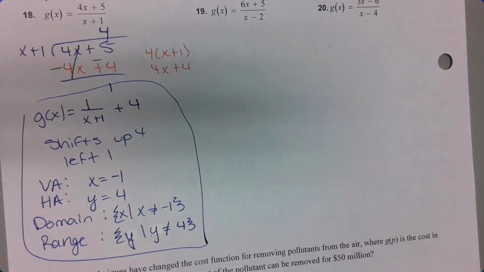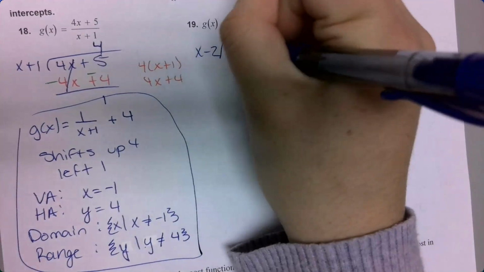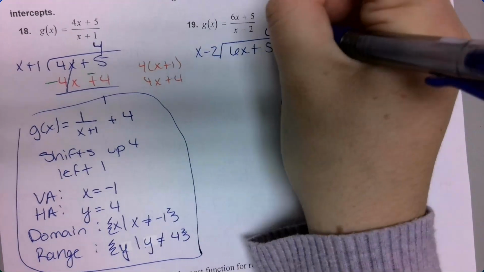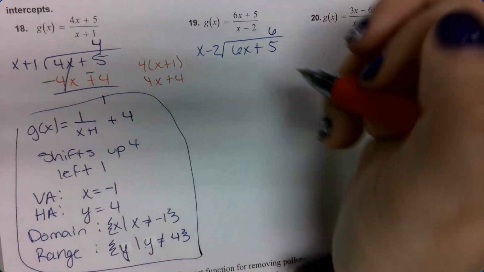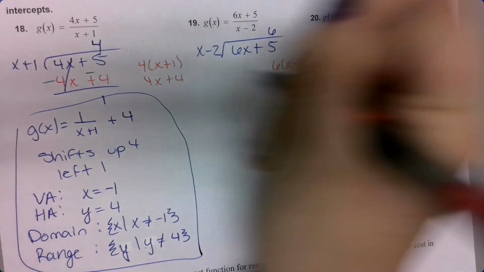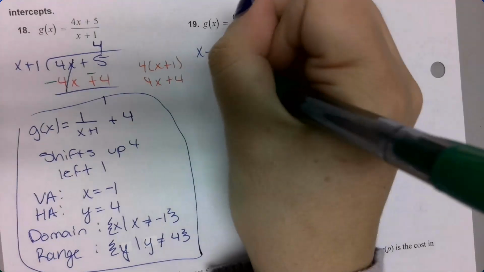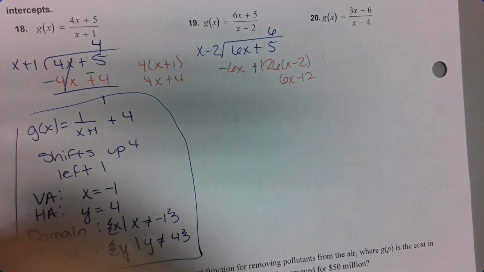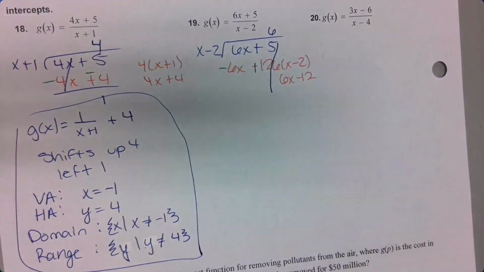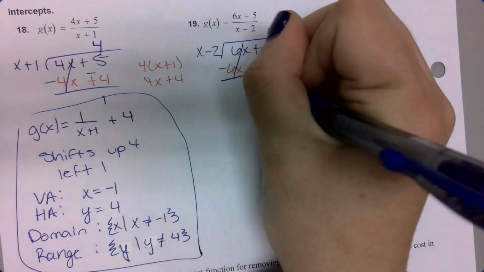Okay, same thing for number 19. I'm going to do my long division. So I have x minus 2 going into 6x plus 5. I'm going to need to multiply by 6. So I have 6 times x minus 2 is going to give me 6x minus 12. I want to change my signs. That is really terribly placed. Then I'm going to add down. The 6's cancel out. 5 plus 12 is 17.